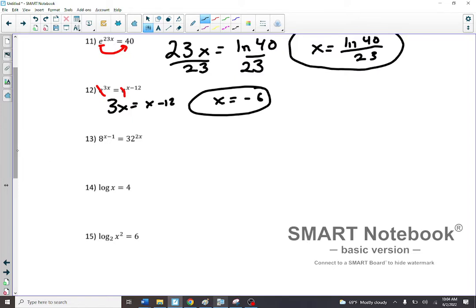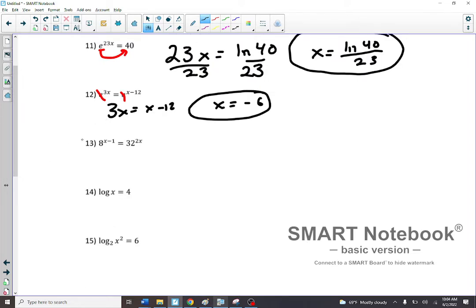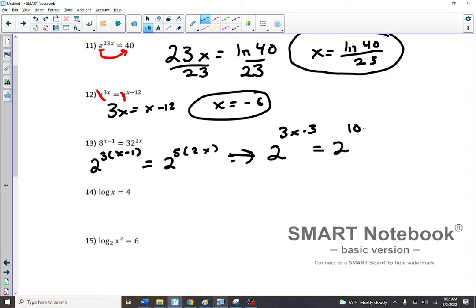Next one. They don't match, so we're going to make it match. So what I'm going to do is rewrite this as 2 to the third power times x minus 1 equals 2 to the fifth power times 2x. Let's do the arrow. That's going to become 2 to the 3x minus 3 equals 2 to the 10x. Hey, the 2's now match, so I cross them out.